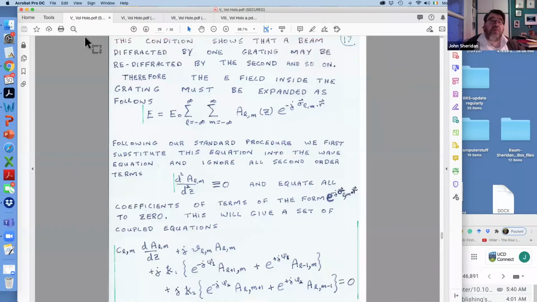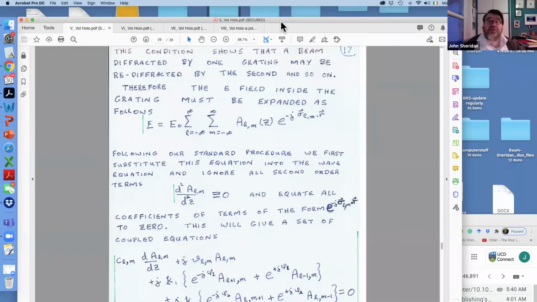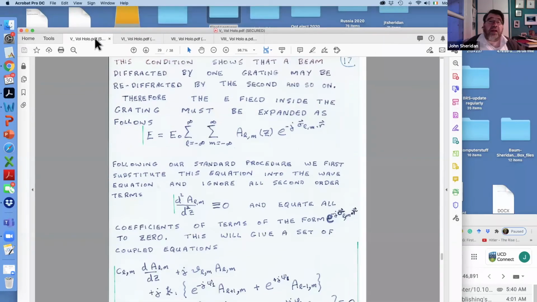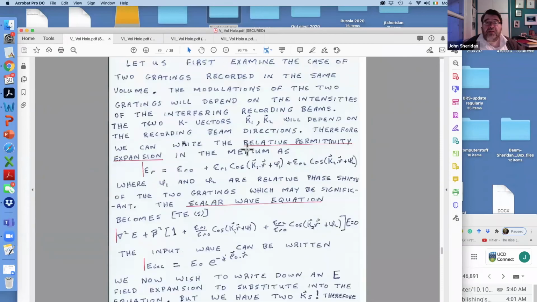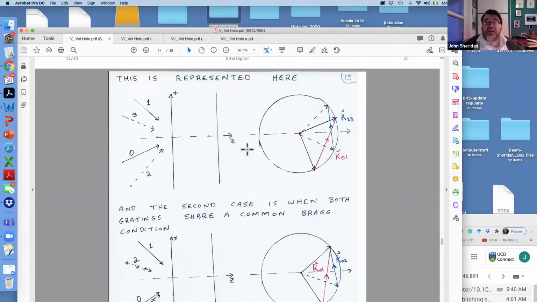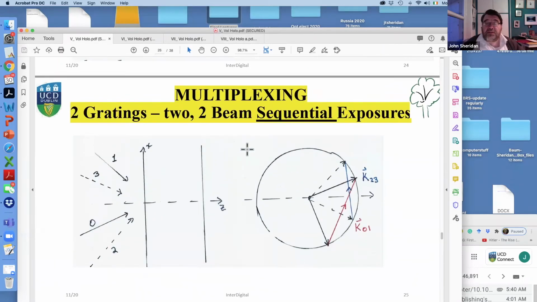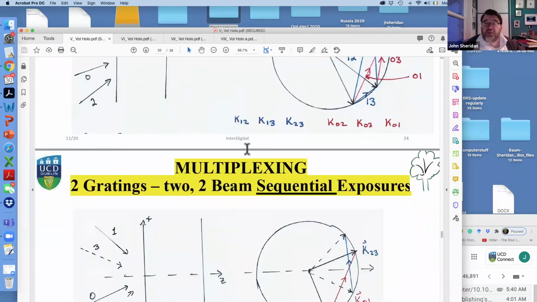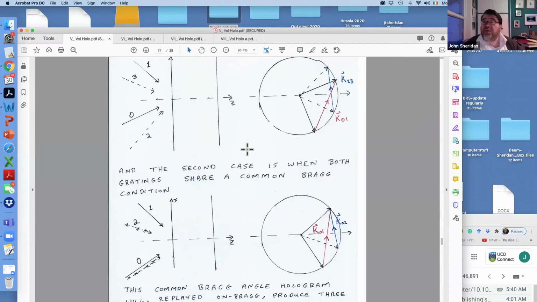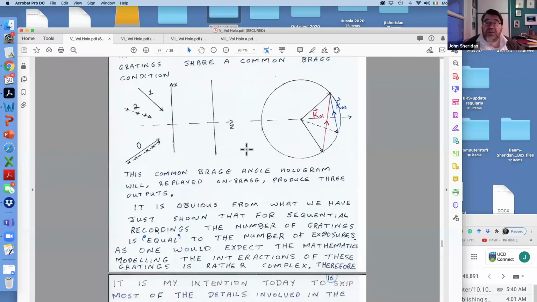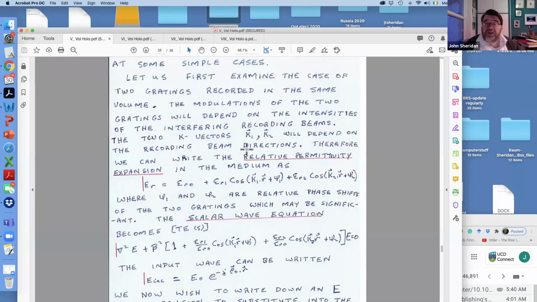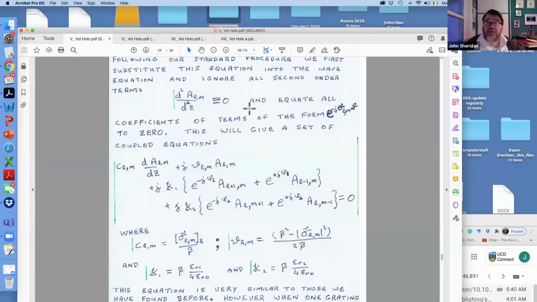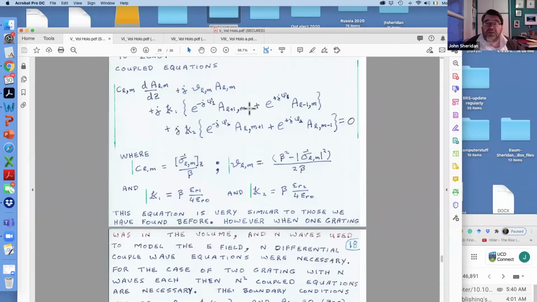So just going back briefly to what we did the last day. We looked at this case of sequential recording. We talked a little bit about both simultaneous and sequential recording, and we talked about the case of replaying gratings that have been made sequentially, so separately from one another, and we derived a set of equations for that case.